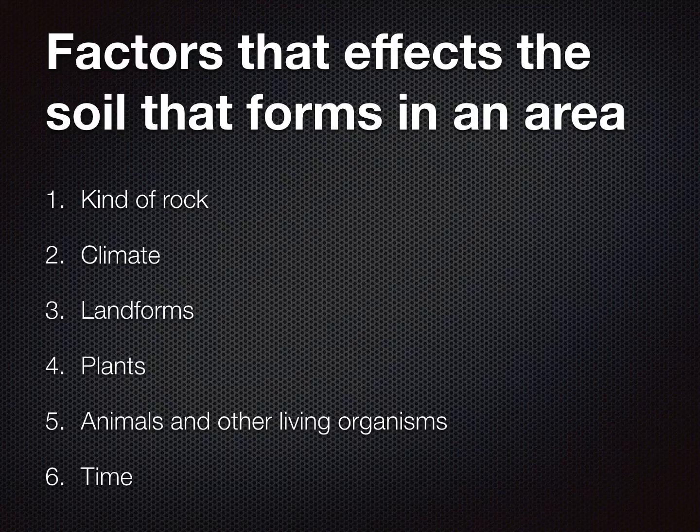The climate in an area. Hot, cold, rainy, wet, dry. Landforms in the area. The abundance of landforms or lack of landforms in the area. Plants. Too many, too little, what kind? Animals and other living things. There are a lot of animals, a lot of living things. There's not a lot of animals, not a lot of living things. All these things affect soil. And also time. Time meaning how much time does soil have to break down the rock, to put more rock into the soil. These 6 factors will affect how soil is made in a certain area.